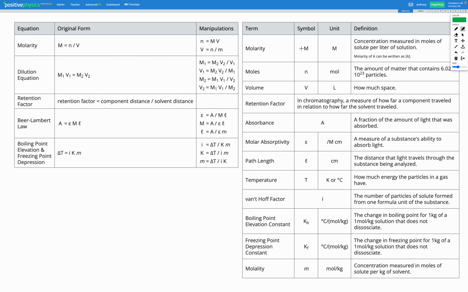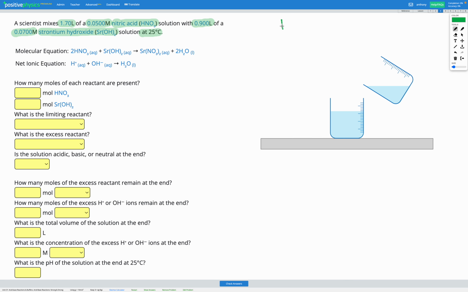This is the solutions page of the reference sheet, and here's our molarity equation. Molarity equals the number of moles divided by the volume of the solution. So if we want to know the number of moles, let's multiply by V on both sides, so that'll get cancelled out. To find the number of moles, we're going to do molarity times volume.